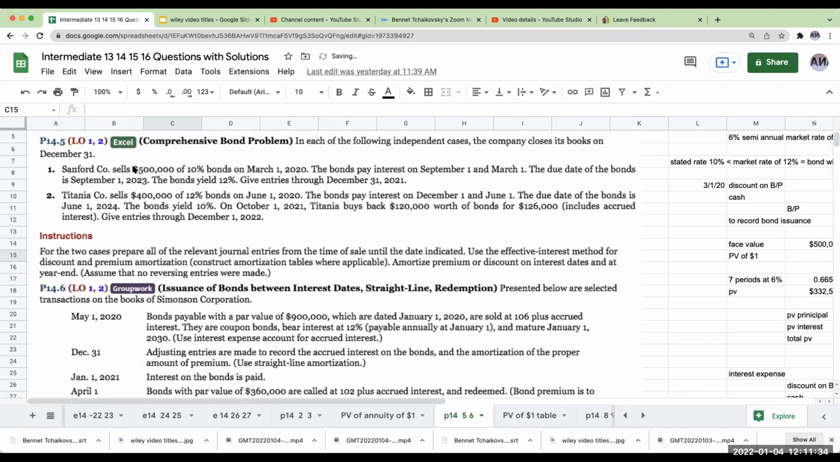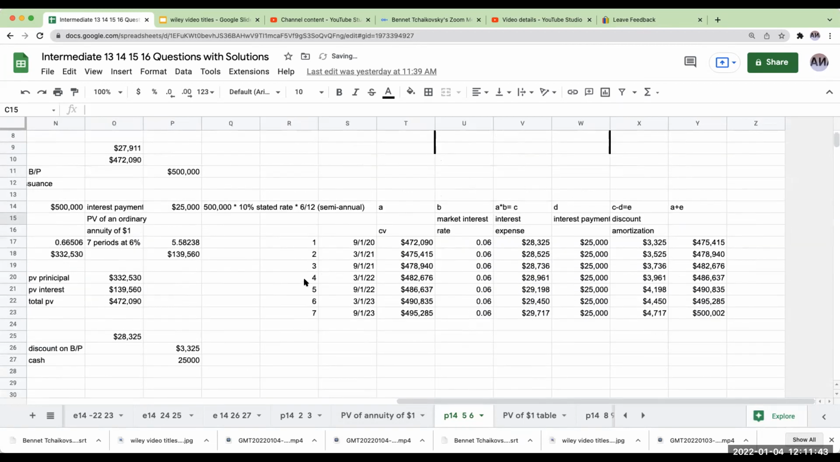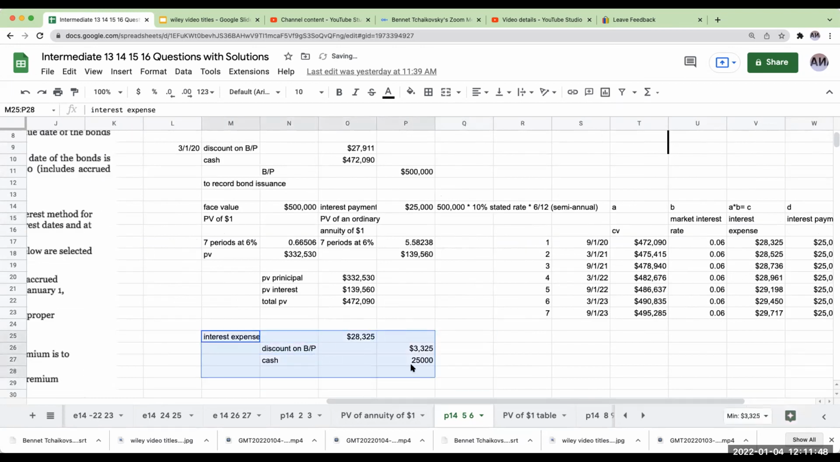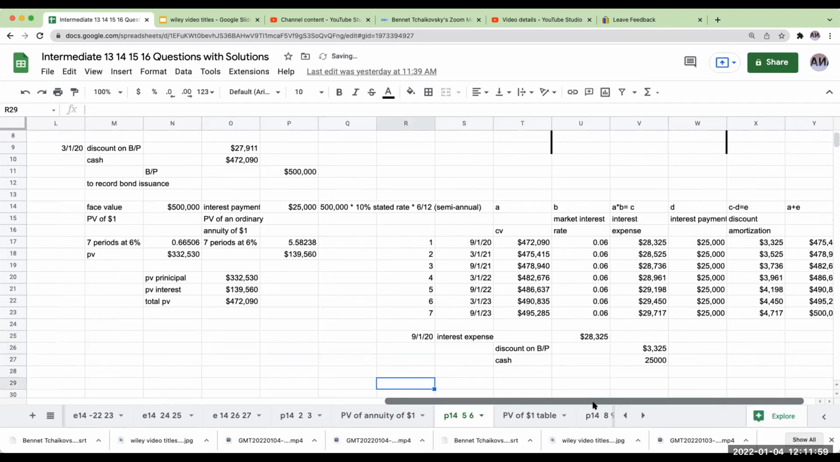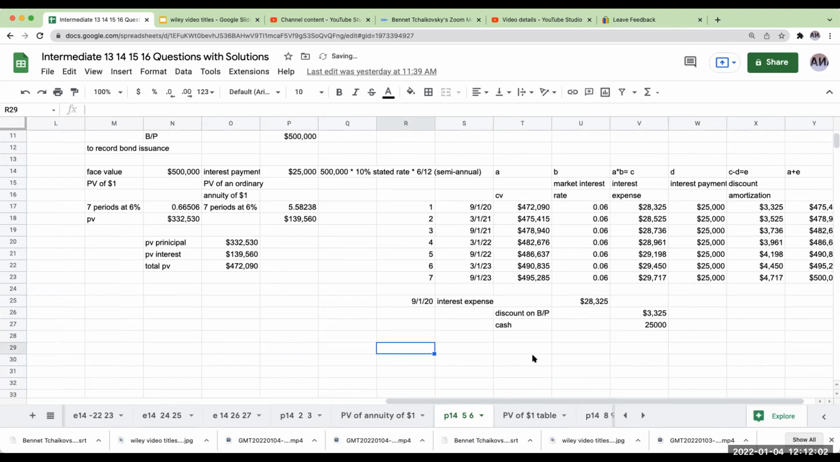Okay, so right over here, the next part is going to be give entries through December 31st, 2021. So the entries I would typically be making: my first entry on 9/1/20 is going to be this right over here. Now, where this gets interesting is that that's interest expense through 9/1/20. But when I get over here to 12/31/20, I've got a problem.